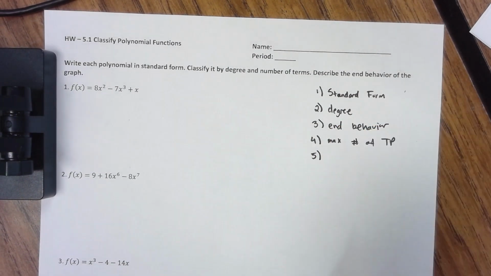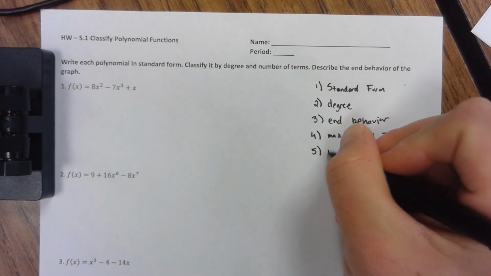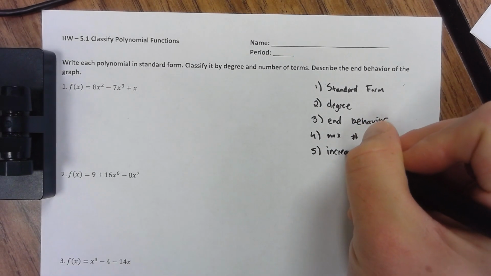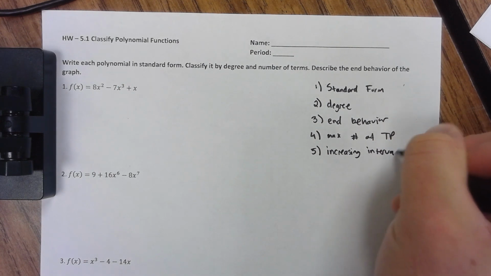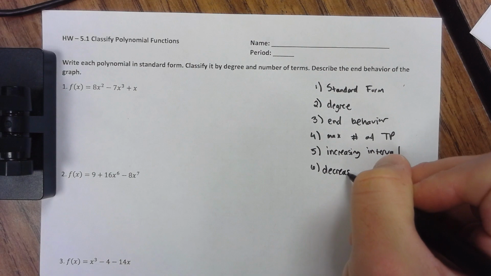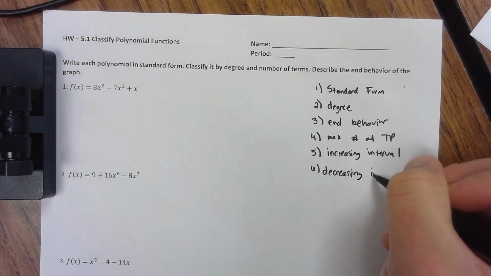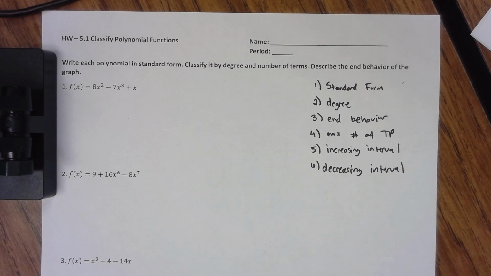And then what we're going to add on to this is identifying the increasing and decreasing intervals. So increasing interval and then decreasing interval. Okay, and I want to go through how we're going to find those increasing or decreasing intervals together. We basically need to see the graph.